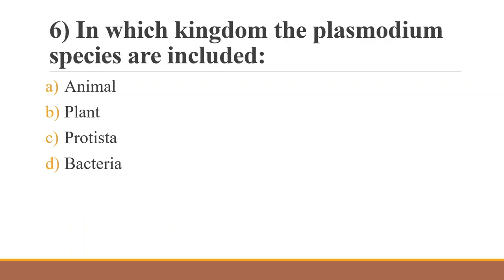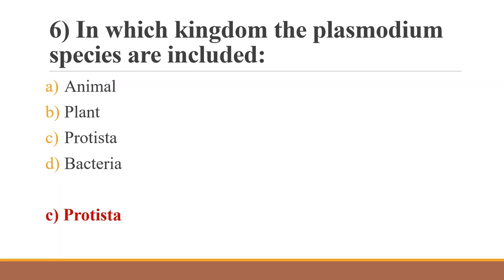Then sixth question. In which kingdom are the Plasmodium species included? Option A, animal. Option B, plant. Option C, Protista. Option D, bacteria. What are the five kingdoms in the classification of R. H. Whittaker? They are Monera, Protista, Fungi, Plantae, and Animalia.